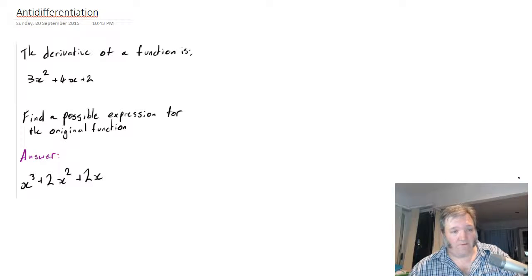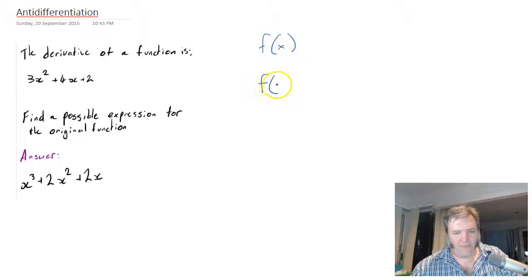So here we've got the derivative of a function is 3x squared plus 4x plus 2. The task you were set was to try and find an expression for the original function. Now we've got the answer there, but how I came up with it is what we're really after here. So if I know that here's a function I want to find the derivative of, and the derivative ends up being 3x squared plus 4x plus 2.